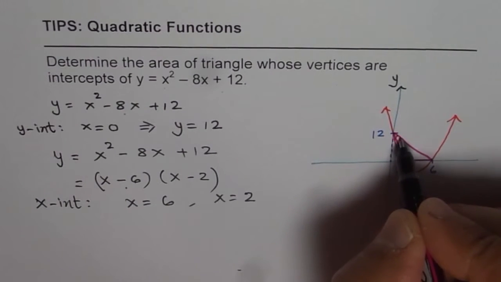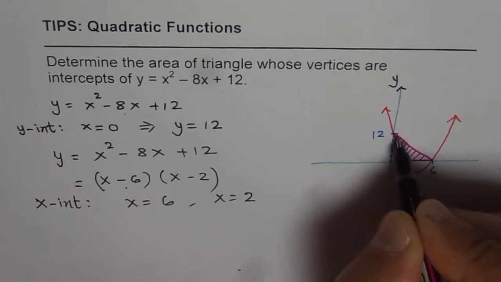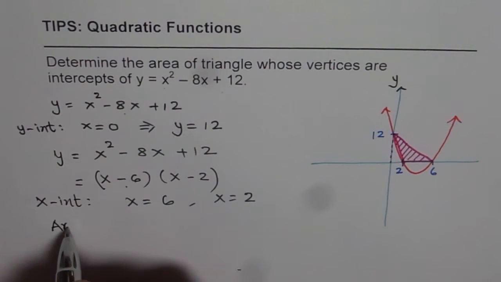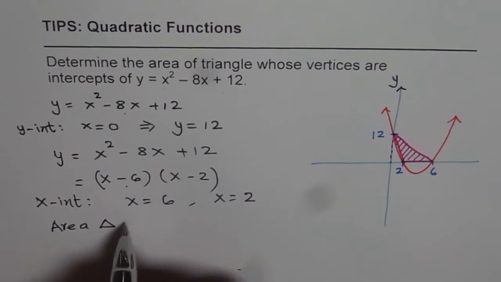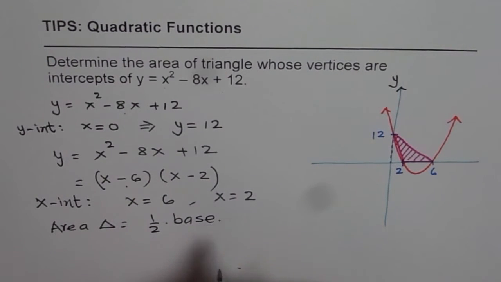So we want the area of this triangle. I hope you understand. So when we connect these three intercepts, we get a triangle, right? And we need to find the area of this triangle. Now what is the area of a triangle? Area of a triangle is half base times height.